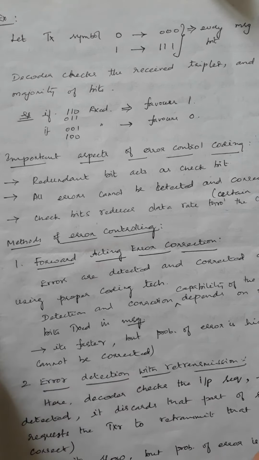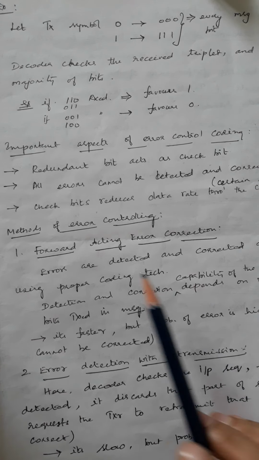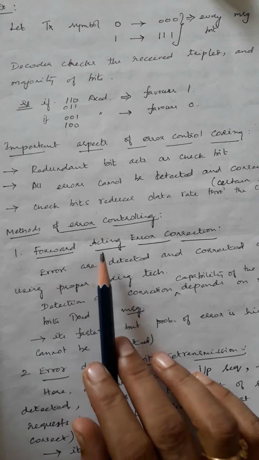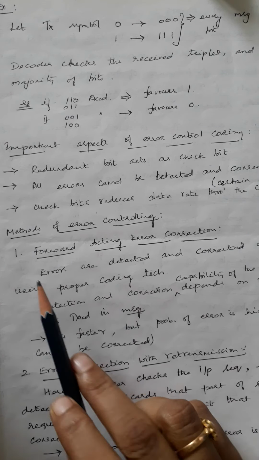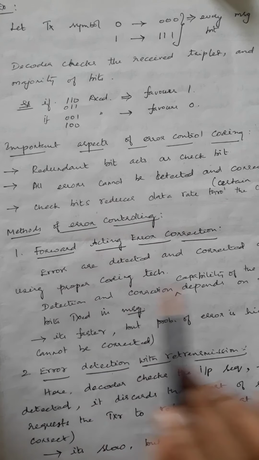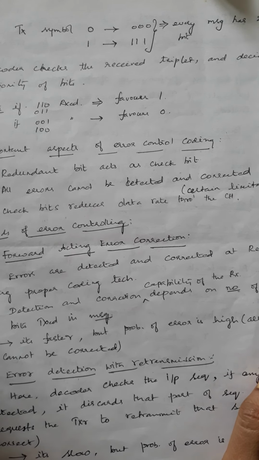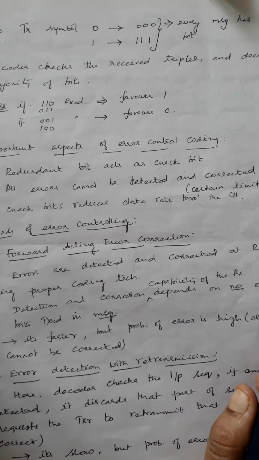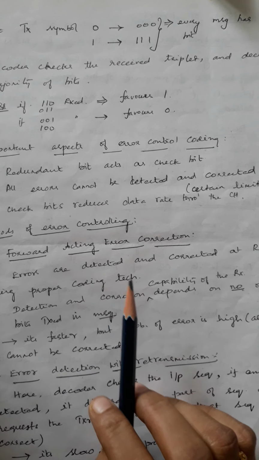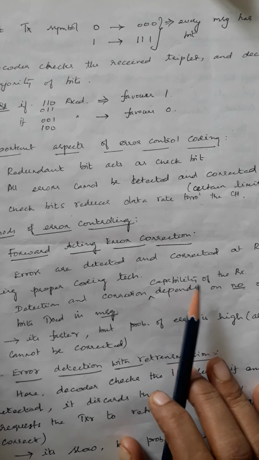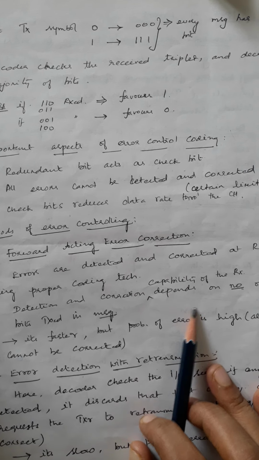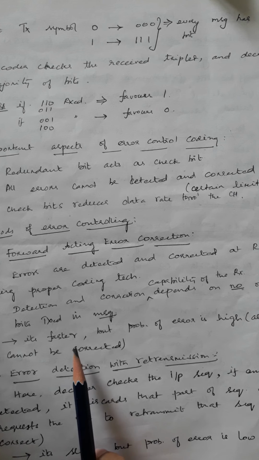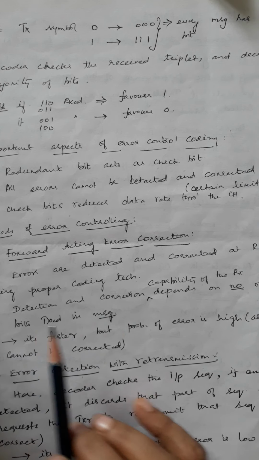So how do you do error control? One method is forward acting error correction. Another is error detection with retransmission. In forward acting error correction, errors are detected and corrected at the receiver using a proper coding technique. Whatever coding technique you use at the transmitter, the similar coding technique has to be used at the receiver, and with that you match or compare. We will see the procedures with the help of problems. So you detect it and correct it.